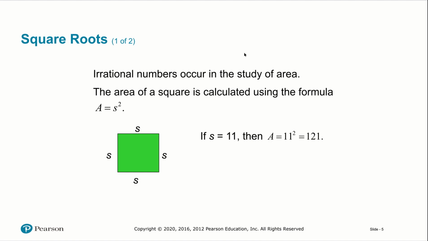Irrational numbers occur in the study of area, for example. The area of a square is calculated using the formula A equals s squared, where s is the length of one of the sides of the square. Of course, we know that all the sides of a square are the same. So, for example, if s is 11, we get the area is 11 squared, or 121.